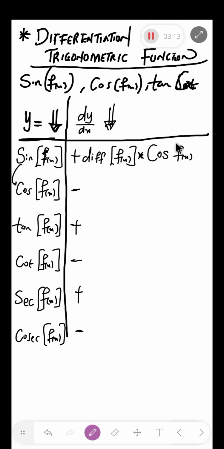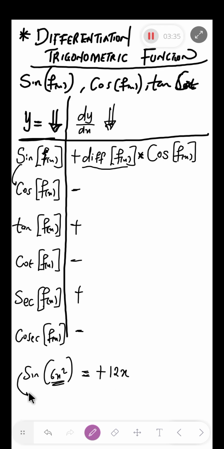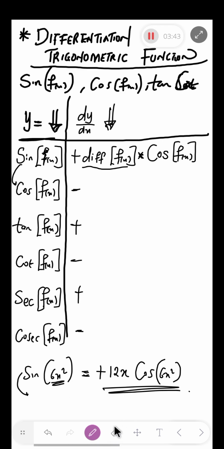The result of this sine f of x is this second part. Simple as ABC. If I want to take an example, let's say differentiate sine 6x squared. Sine is for positive. This is my function. The first step says differentiate that function. Differentiate 6x squared, that should give us 12x. And I already know that sine goes straight to cosine of this same function given to us. Simple as ABC. This is our final answer. So that's how it works in that case.